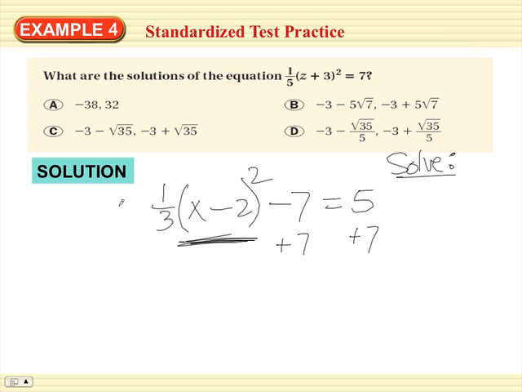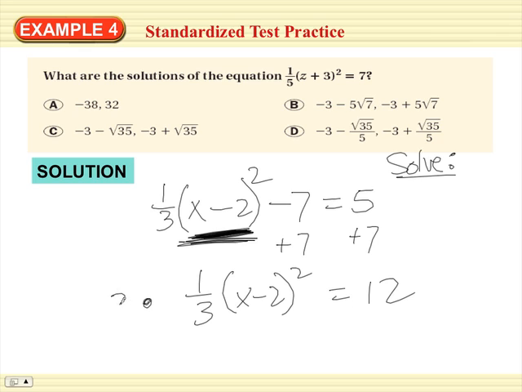If you multiply by 3, this is a binomial here. You'd have to actually multiply 3 times this, which cancels out. But then you'd have to multiply 3 times 7. You can't do that. Okay? That's why we want to get the parentheses by themselves. Okay? So we add 7 first. Plus 7. So we get -1/3 (x minus 2) squared equals 12. I'm glad I made this one up, because some of you are getting the wrong answer.